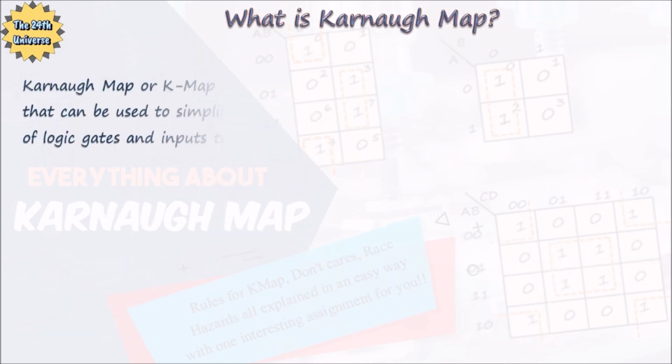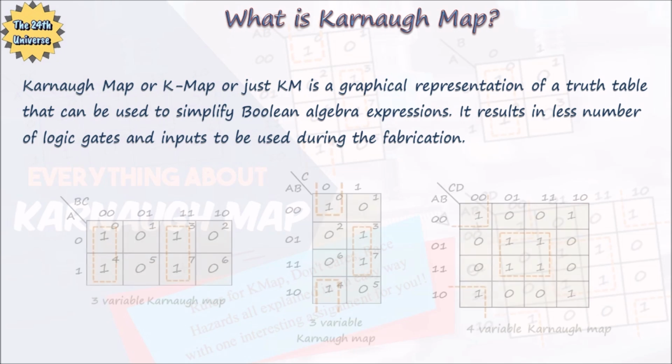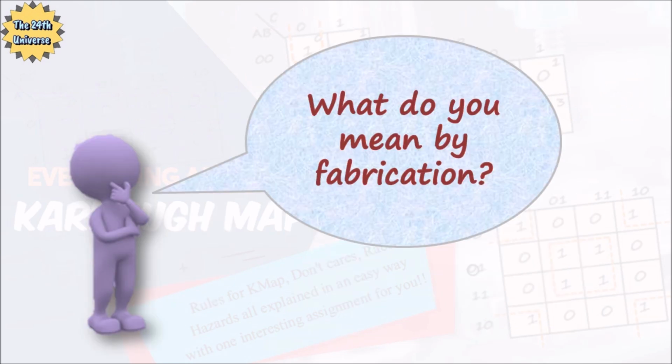Let us first see what is a Karnaugh Map. Karnaugh map, or K-map or KM, is a graphical representation of a truth table that can be used to simplify Boolean algebra expressions. It results in fewer logic gates and inputs to be used during the fabrication. Here are the examples of 3 variable and 4 variable Karnaugh maps.